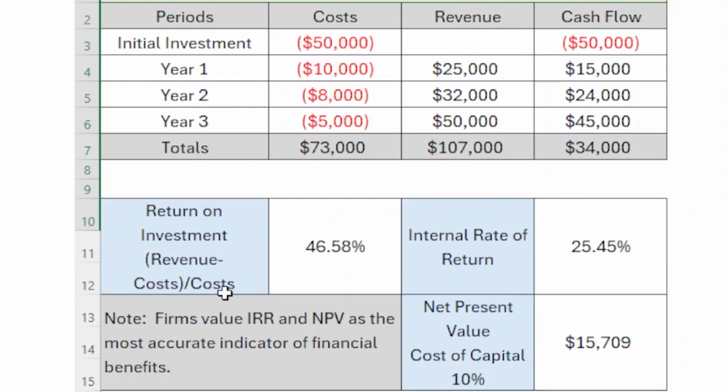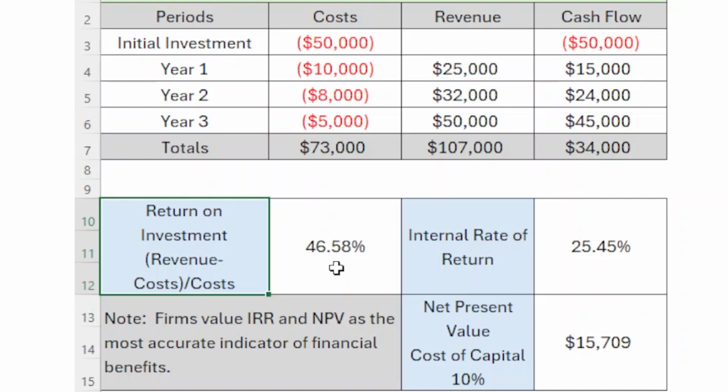Now let's turn our attention to return on investment. Return on investment, or ROI, is a calculation that expresses the value of a program as a percentage. To calculate ROI, capture revenue and subtract costs that we analyzed in the cash flow diagram above. In this example, revenue is $107,000 and costs are $73,000.